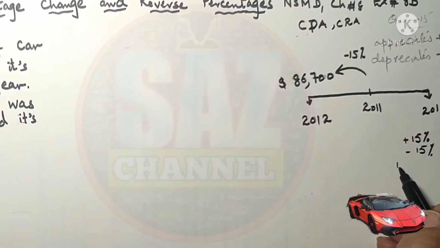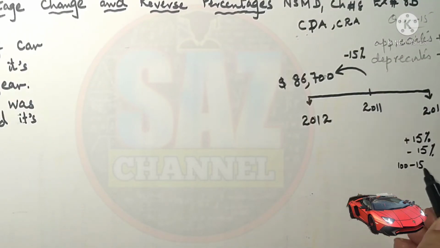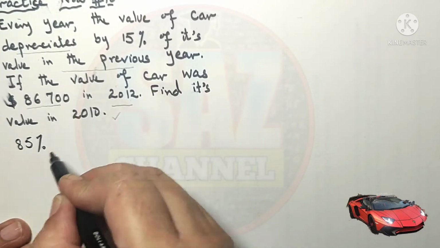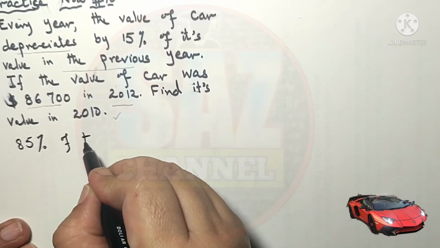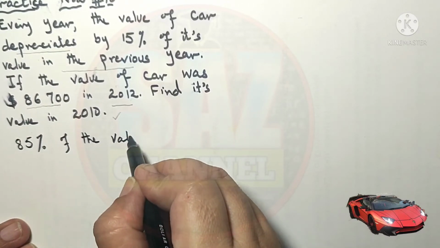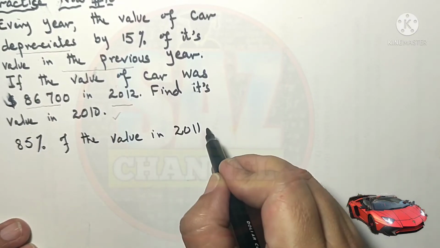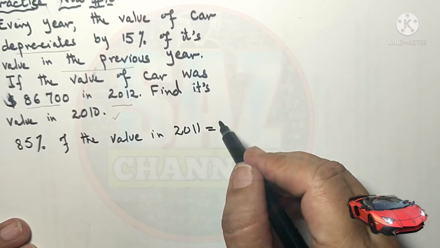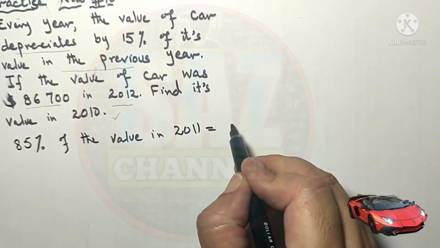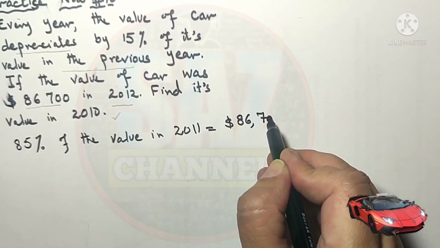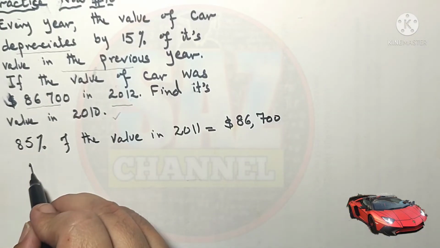So first of all, what we have to do is find 100 minus 15. 10 minus 5 is 5, 9 minus 1 is 8. So 85% of the value in 2011 is $86,700. Let me confirm the data. $86,700.